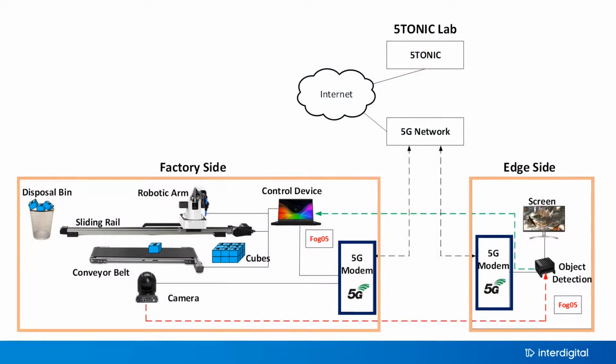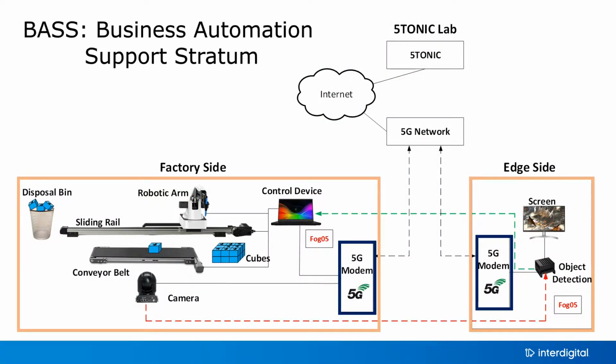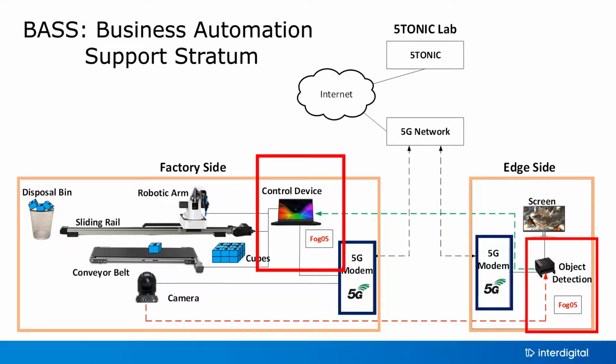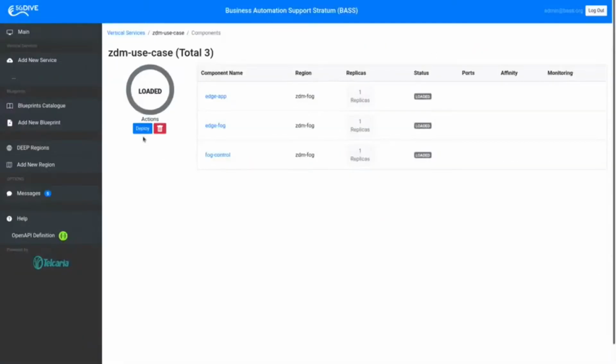The ZDM deployment is automated through the DEEP platform using the Eclipse fog05 driver for the fog and edge node. The DEEP instance runs from the common DEEP platform at the 5TONIC lab in Madrid. Here we can see the DEEP common instance in the 5TONIC lab. By pressing deploy, the platform loads and runs the Python code at the fog node as well as the YOLO engine and the Python code at the edge side.